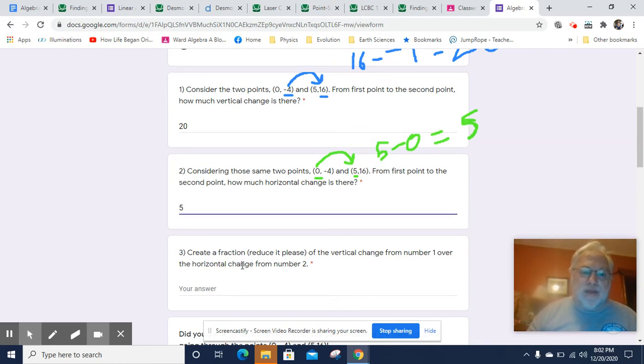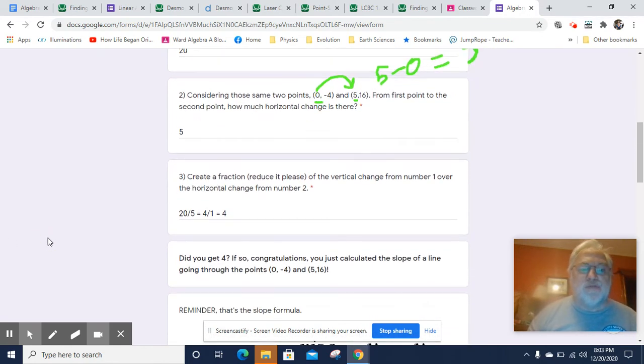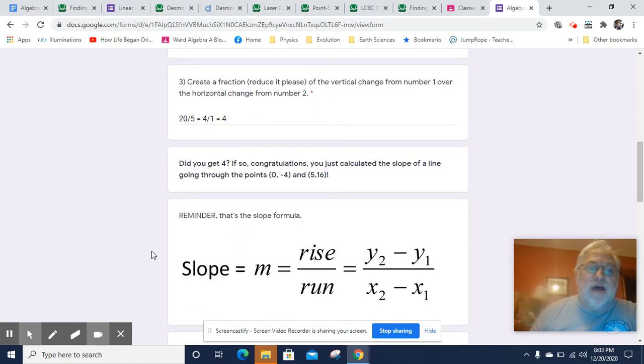Now, considering that as a fraction, we're going to do the vertical change over the horizontal change. That's 20, the vertical change, divided by 5, and we can reduce that to 4/1, and go ahead and just write that as 4. You don't need to write it as 4/1, though it can be useful when you're graphing a line. Did you get 4? Congratulations, you've just calculated the slope of a line going through those 2 points. The slope is 4.